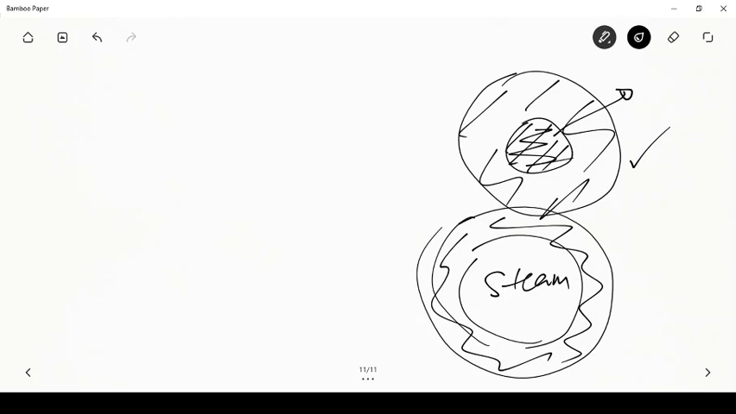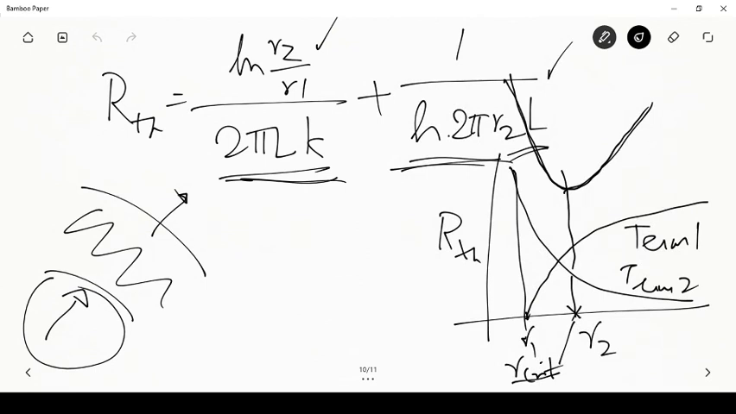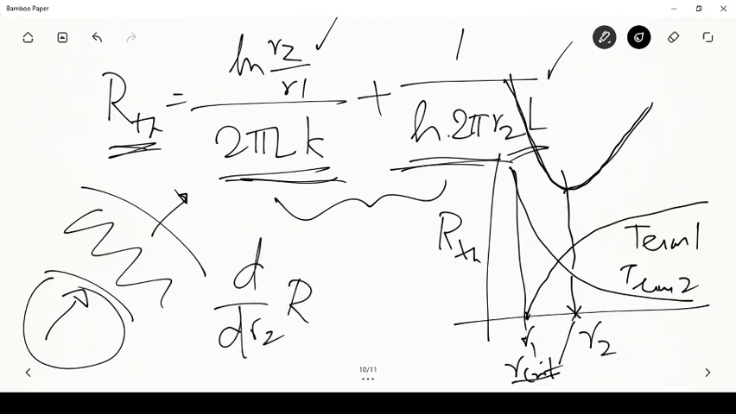So let us look at the phenomenon of critical radius. We said that the total resistance is given by this expression, and so if I want to find out the radius R2 at which this RTH is a minimum, I need to differentiate this with respect to R2 and equate it to 0. So d by dR2 of RTH equal to 0 will give me one expression from which I can solve for R2. That will give me the value of R critical.